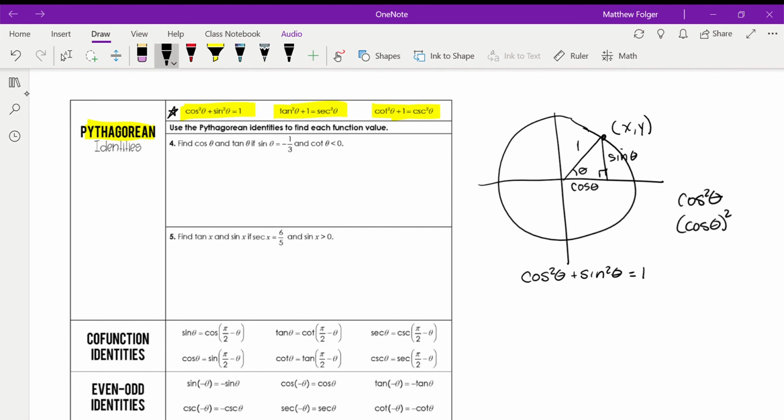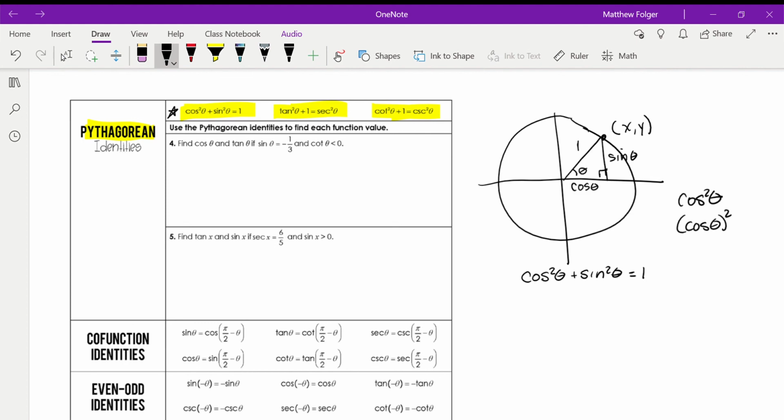And generally, when we square a trig function or cube it or raise it to any power, they put it between the cosine and the angle, or the sine and the angle. So this just means cos of theta squared plus sine of theta squared equals 1. But you never have to write that. It's always written like this. Okay, so there's the first identity right there.